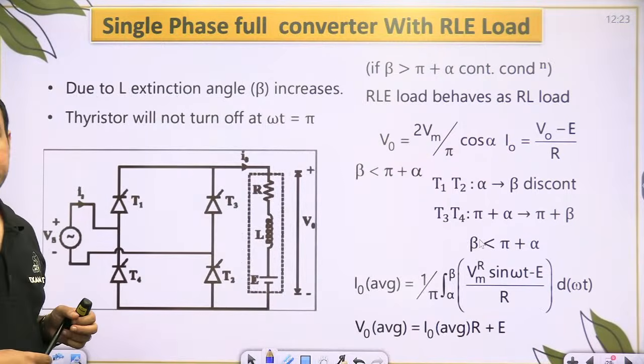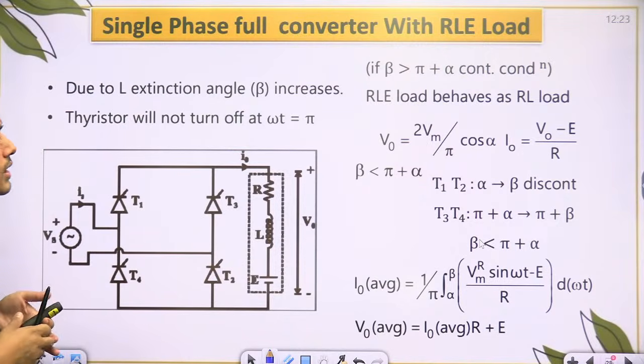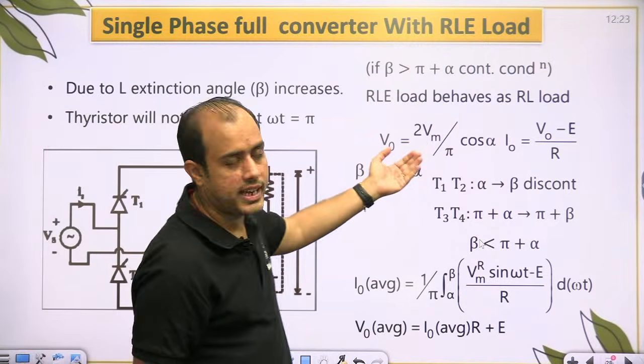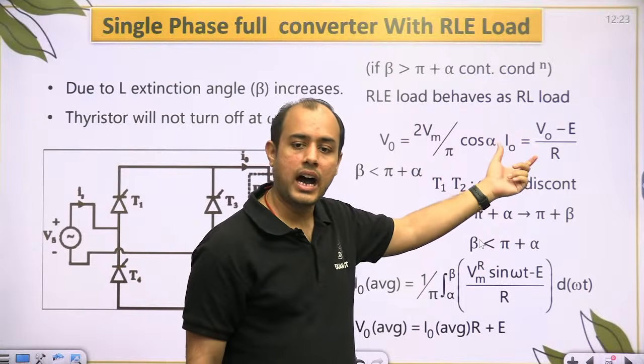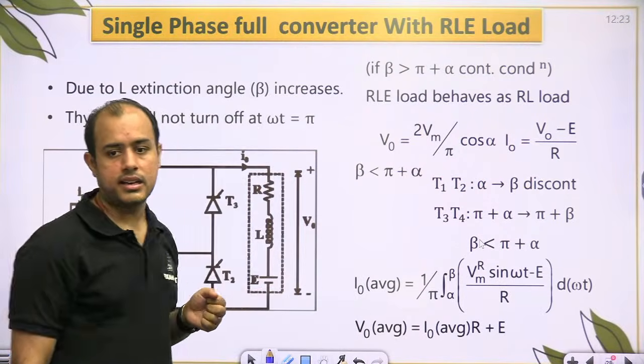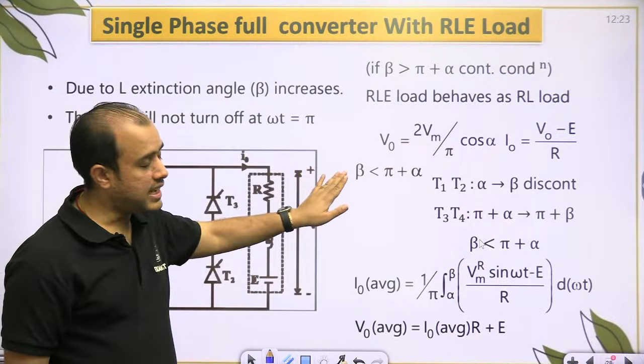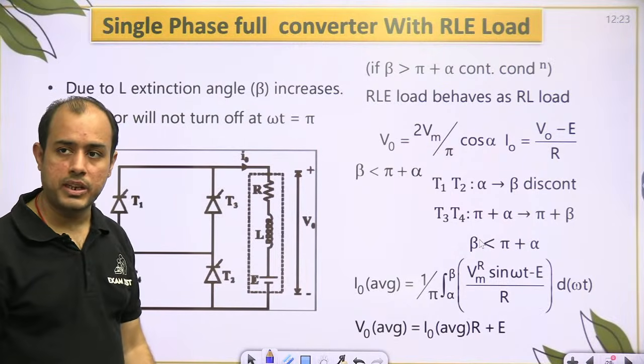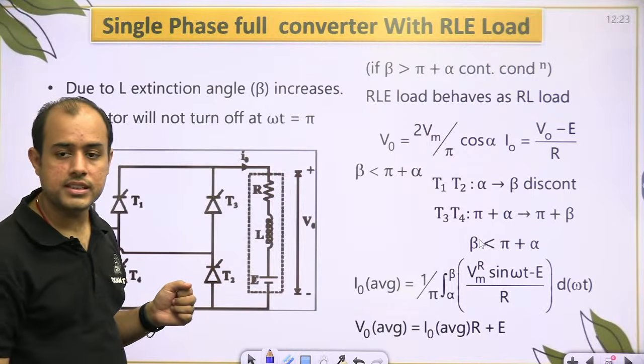Okay, is this clear? So V0 will be 2Vm by pi cos alpha, I0 will be V0 minus E by R. Is that clear? But if beta is less than pi plus alpha, it is discontinuous conduction.